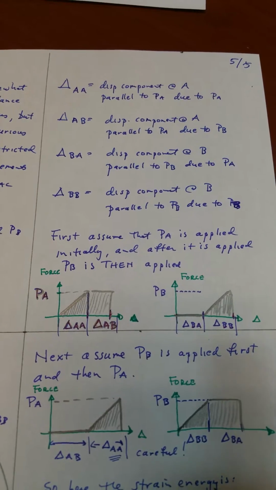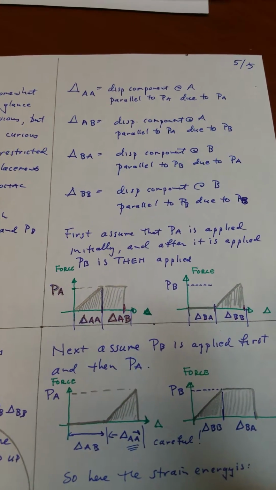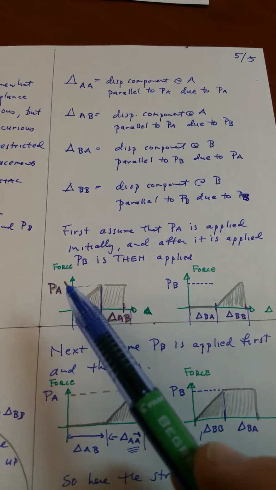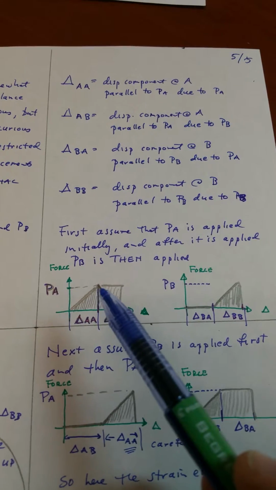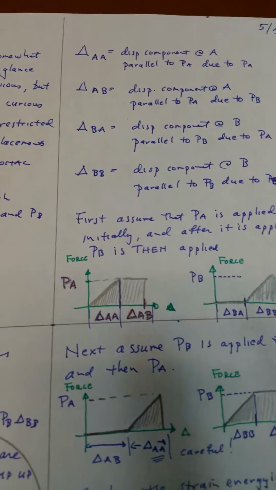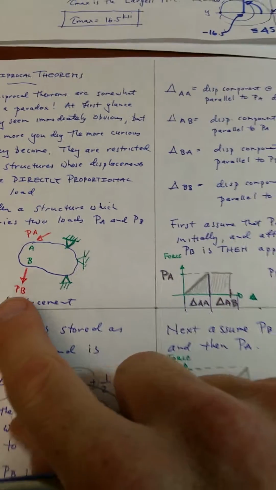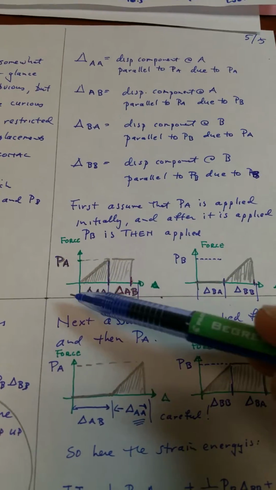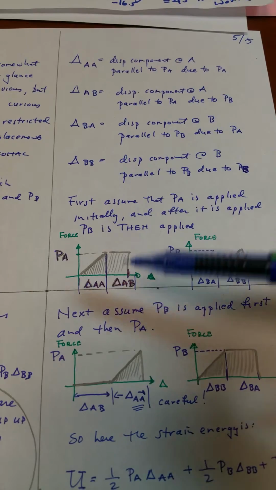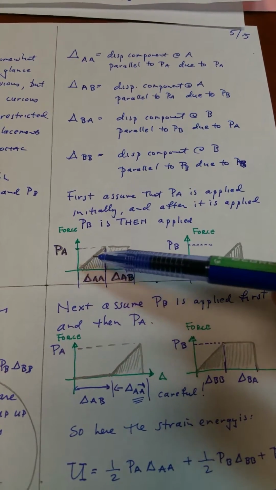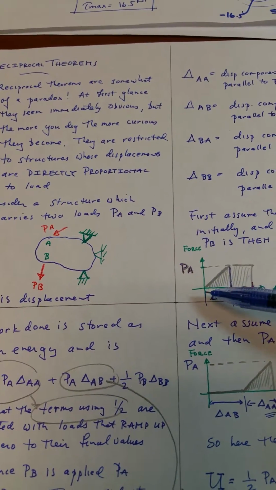So the first thing is that we want to assume that PA is applied initially, and that after it is applied, then and only then PB comes on board. So first we have PA with nothing else here, and then once PA is fully in place, we hit it with PB. So the plot of the force versus delta curves is going to look like this. Delta AA is going to slowly rise until we hit PA. That makes perfect sense, I think.